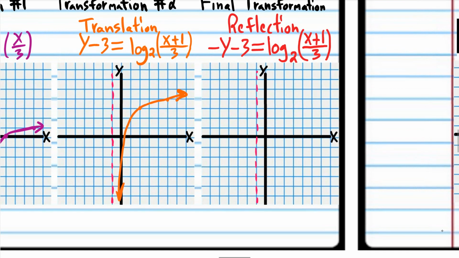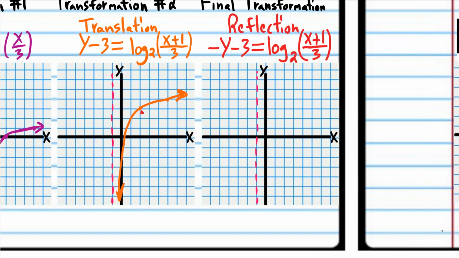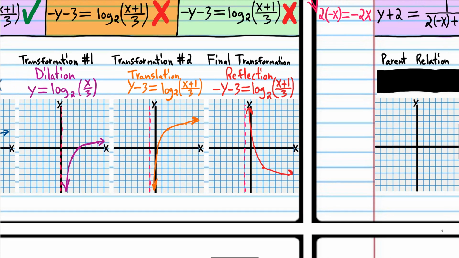But this point here, we have to figure out how far from the x-axis. It's 3 units. So we're going to go 3 units on the other side. And same with the other point. And there you go. So that is the graph of that equation.